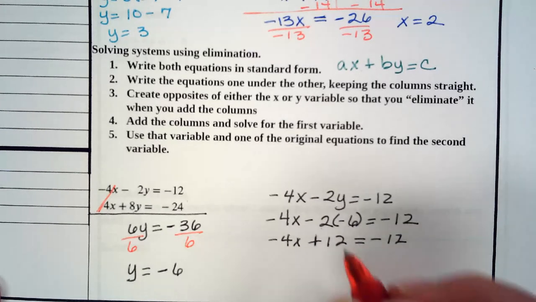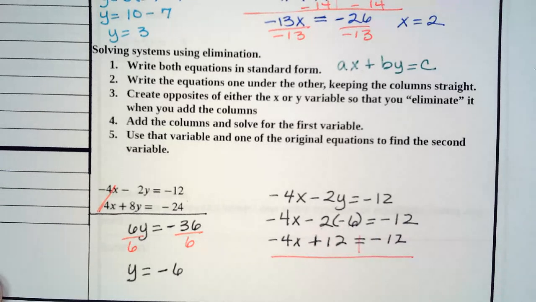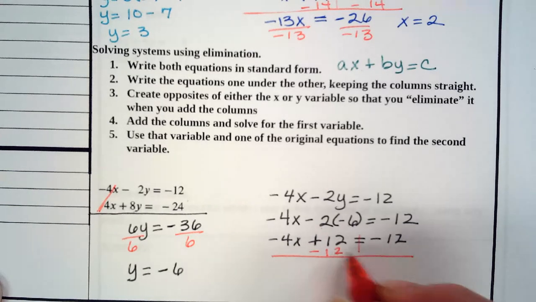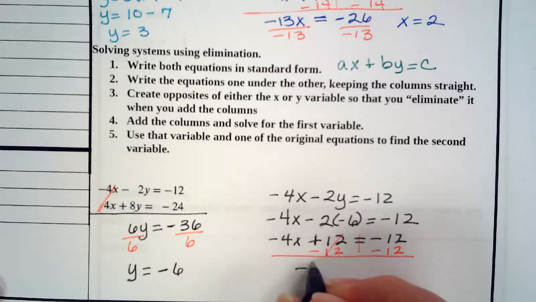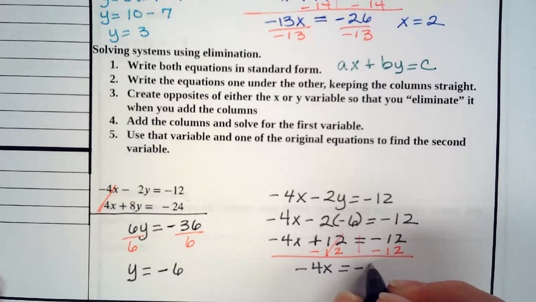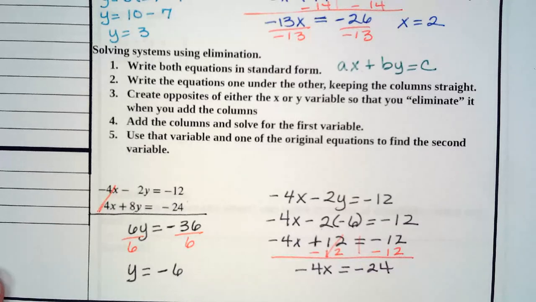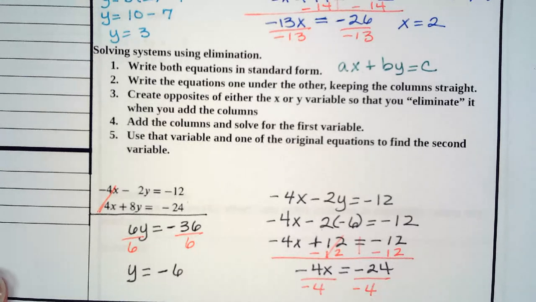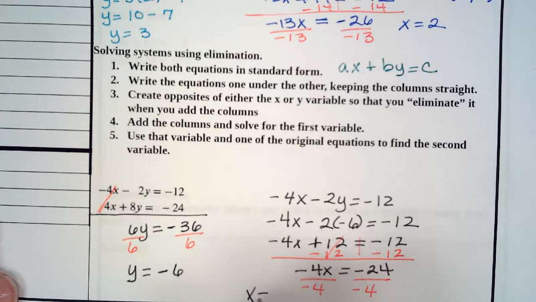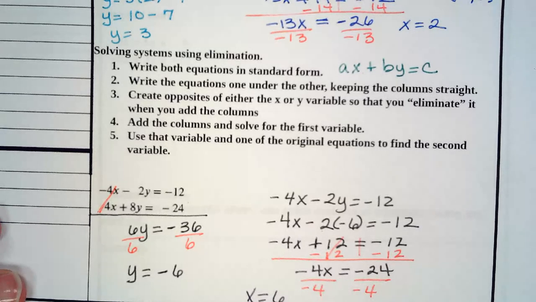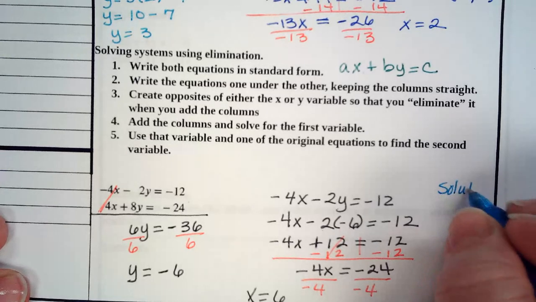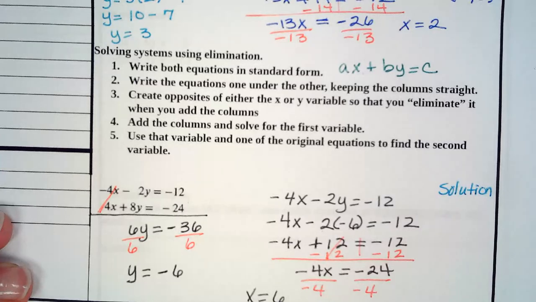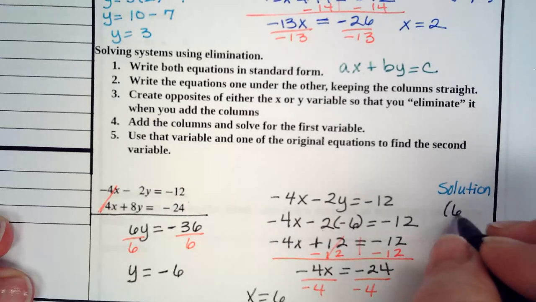Now solve for x. Subtract 12 from both sides. Negative 4x is equal to negative 24. Divide both sides by negative 4. And x is equal to 6. So my solution is the point 6, negative 6.